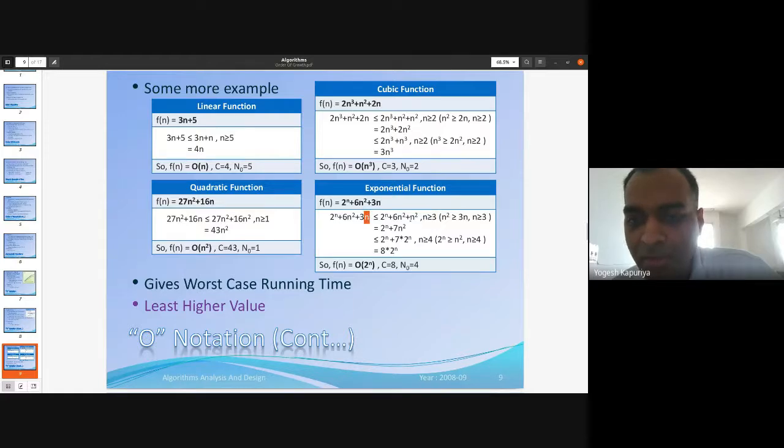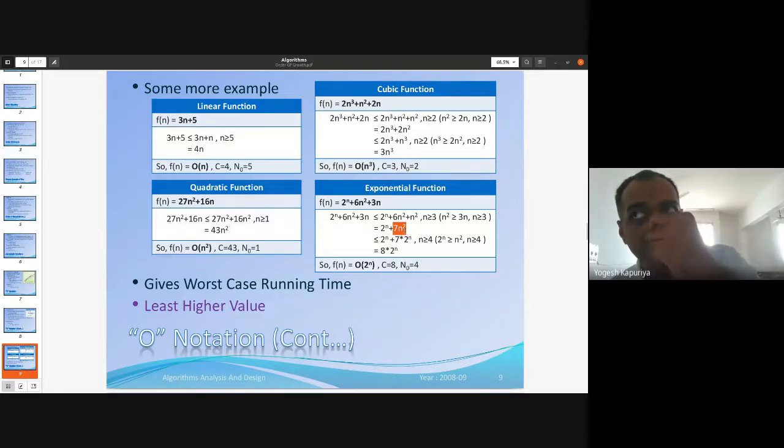4, 3 into 4, 12, this is 4 square, 16. Now onwards for any value of n, this is always going to be true. So I can write this. So 6n square plus n square, that turns out to be 7n square. Again, I have to replace this 7n square with something in the order of 2 raised to n.